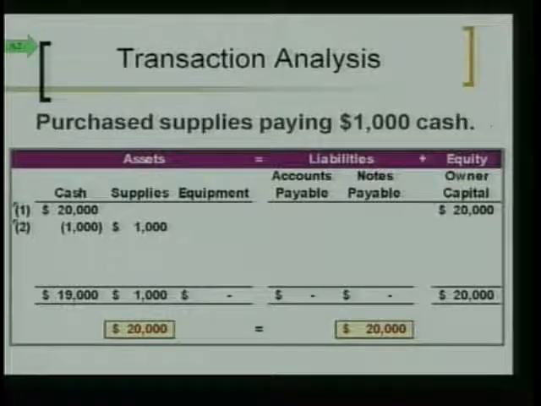Are you with me? Now, sometimes people think something has to happen on each side of the equal sign, the left side and the right side. No. Nothing happened over on the right side of this equation. Nothing happened over here, did it? It is all on the left side. But that has a zero net effect. So the accounting equation stays in balance, doesn't it? Understand what we're doing? Does the accounting equation remain in balance? Yes.